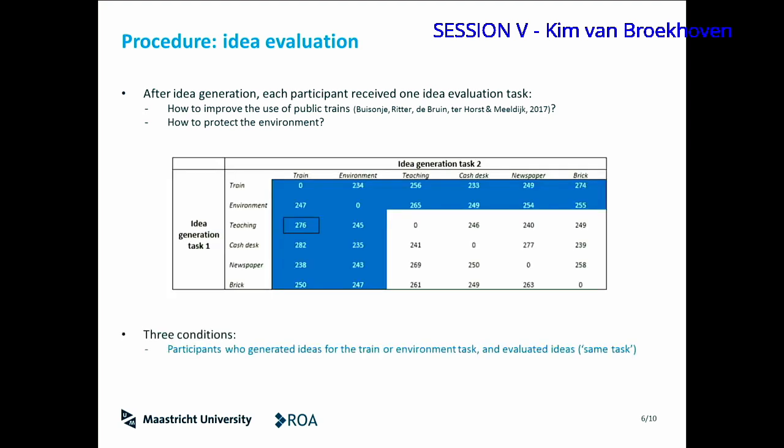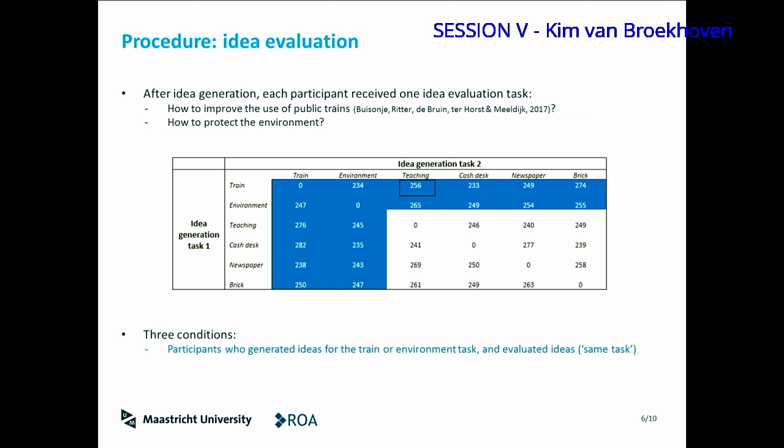So the distribution again, because they were randomly distributed among the questionnaires, this gives us the perfect opportunity to actually create these conditions, where it's random which group you are in. So basically, imagine that your first ID generation task was about teaching, and then the second was about the train task. Then the questionnaire was programmed in such a way that for the second task you immediately also get the ID evaluation. So these are the participants that actually generated ideas for the same task, and then are also asked to rate those ideas.